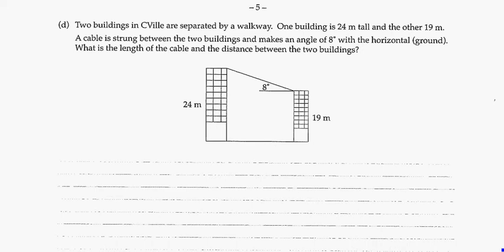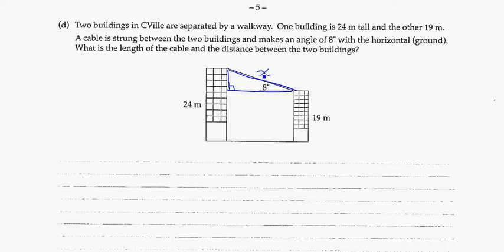Alright, 2 buildings in Cville are separated by a walkway. One building is 24 meters tall and the other is 19. What is the length of the cable between the two? Okay, so remember we're doing geometry here, and it's very likely that we're looking for a right angle triangle, and voila, look at that, they've given it to us. So we want to know this distance here, the cable strung between the buildings.